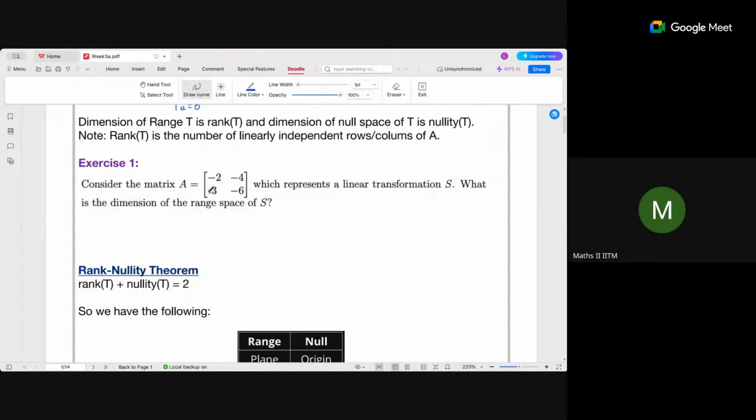Only if both the signs were the same, then what you are saying is correct. Now here it is minus 2 comma 3 and here both are negative. So you missed that. If the signs were the same, then what you are saying is correct. But here the signs are different. So one vector is not a multiple of the other. So the columns of A are linearly independent.